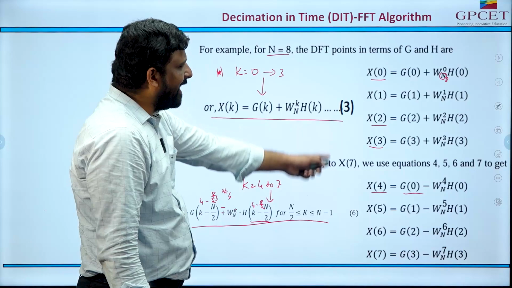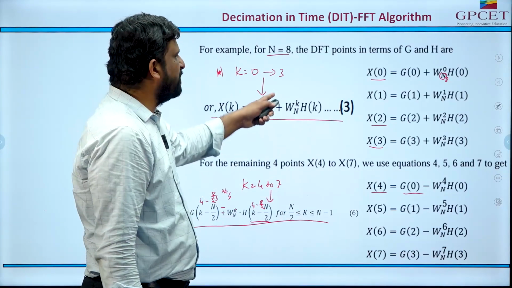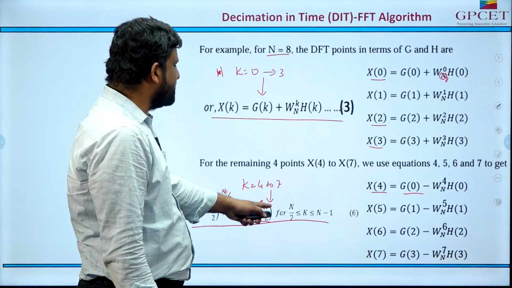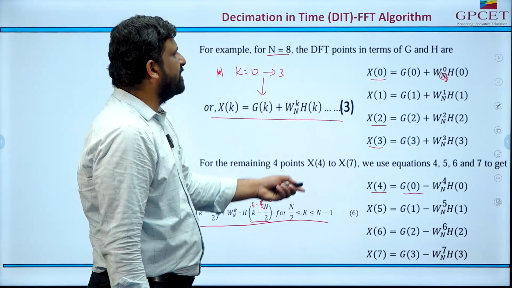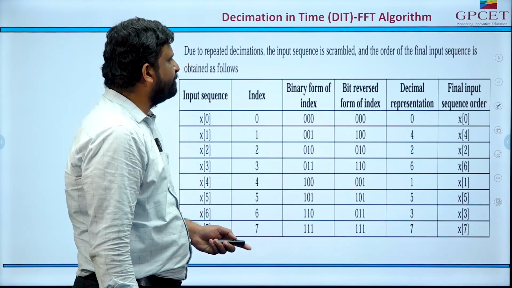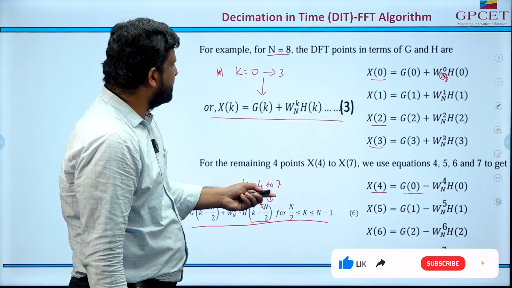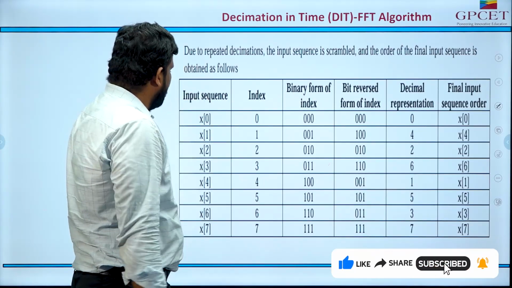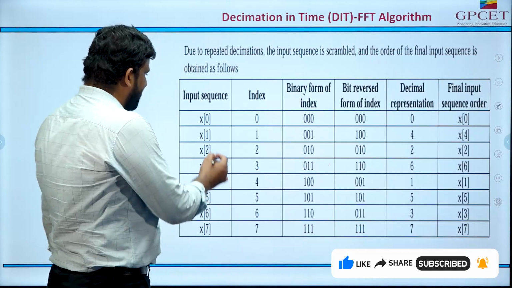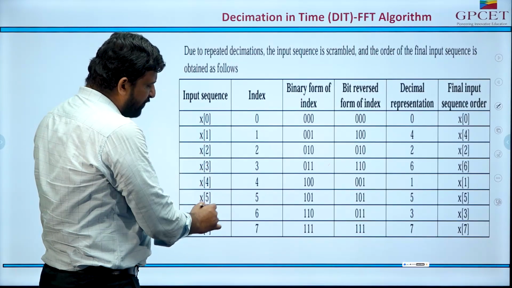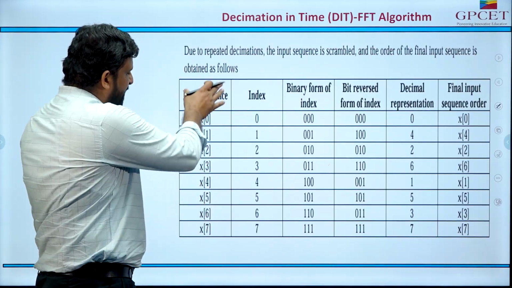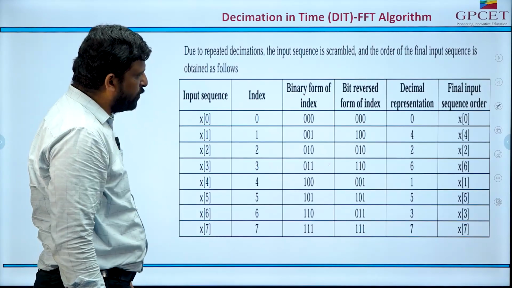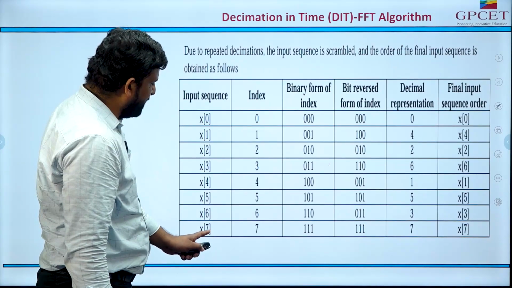So these are the total 8 equations we will get with the help of the third and sixth equations. With the help of these, if we see the bit reversal, this is the main thing we have to keep in mind. The equations will be in the form of the sequence x of 0, 1, 2, 3, 4, 5, 6, 7. For n equal to 8, they will give the equations 0 to 7.